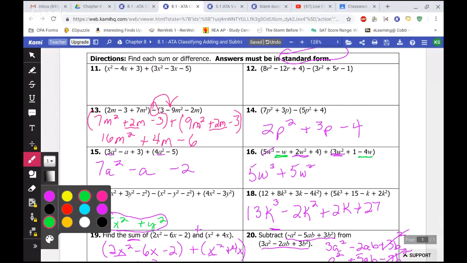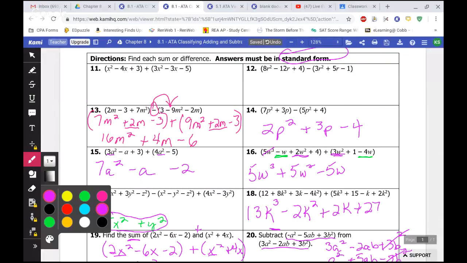And I've got a negative w and a negative 4w. So what is that? 5w? What kind of 5w? Positive. Minus w minus 4w. So if I have a negative 1 and a negative 4, if you combine them, what do you get? Yes. So negative 5w.